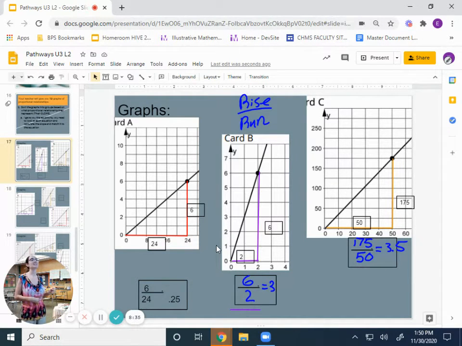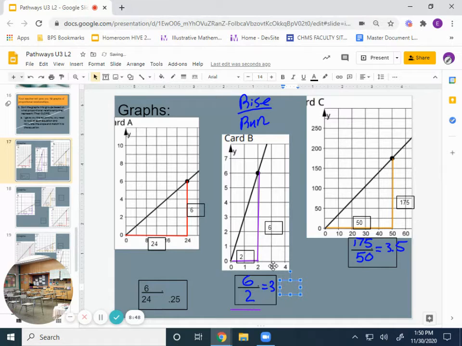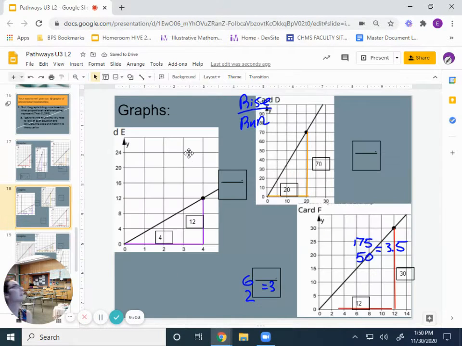Let's take a look at the next slide here with some more of them. Let me just put a little text box on here so that I remember that this is equal to 3. This one is equal to 3.5. Okay? So you have your 3.5 and your 3. Okay, so now let's take a look at 18.